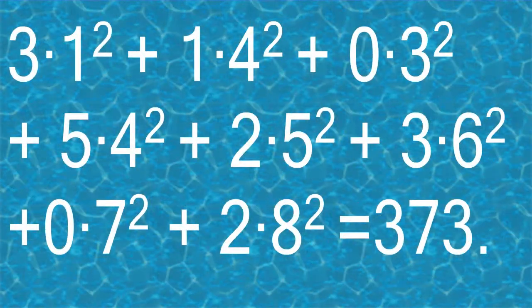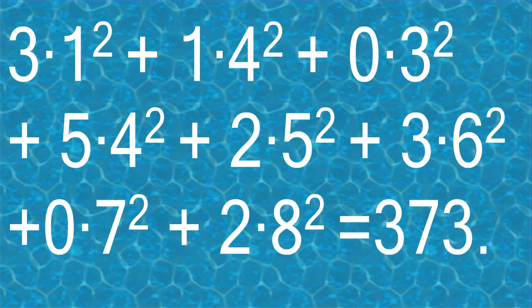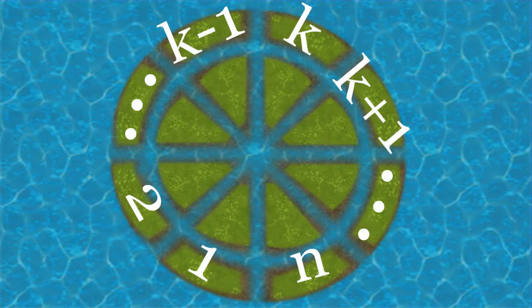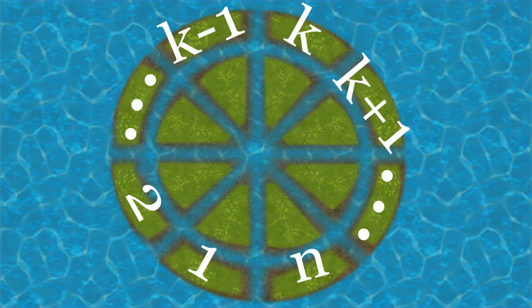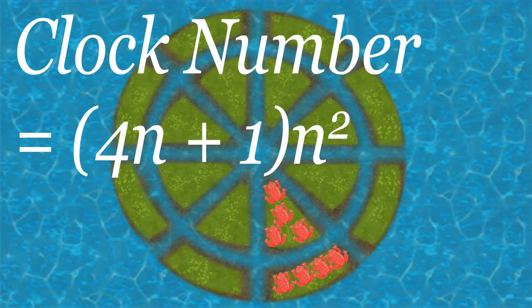Hence, the clock number at step S is equal to 373. We have the following 2 important observations with regard to the clock number of an island with n sectors. First, the clock number is bounded from above. Indeed, the clock number reaches its maximum value when all the 4n plus 1 frogs are in the last sector n. And in this case, the value of the clock number is equal to n squared, multiplied by 4n plus 1.